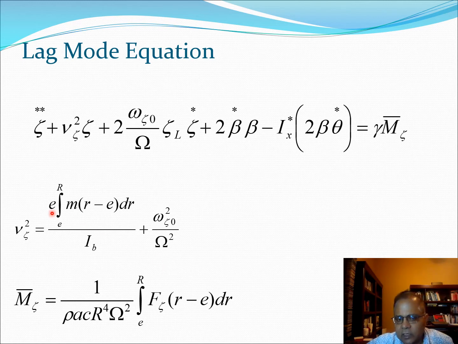That is why we need E here to basically give some stiffness to the lag system, or to give some decent frequency in the lag direction for an articulated blade. Now M zeta of course is given by this here. Remember, F zeta is coming from the aerodynamic forces. In this case it is going to be largely coming from the profile drag and the induced drag. So you're going to have the L into phi component and the D component.